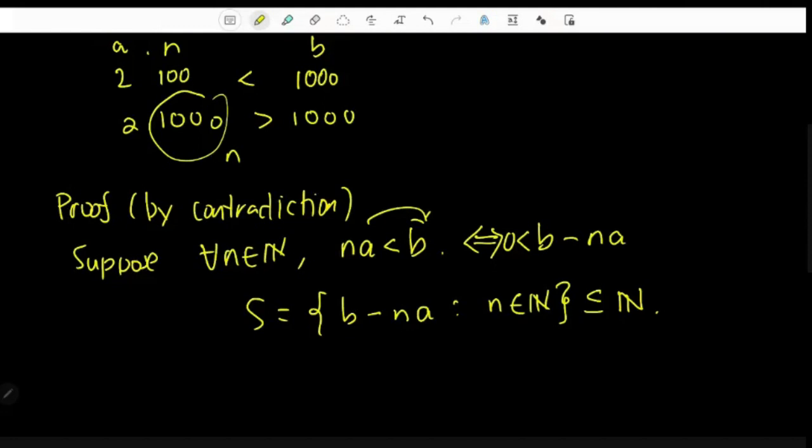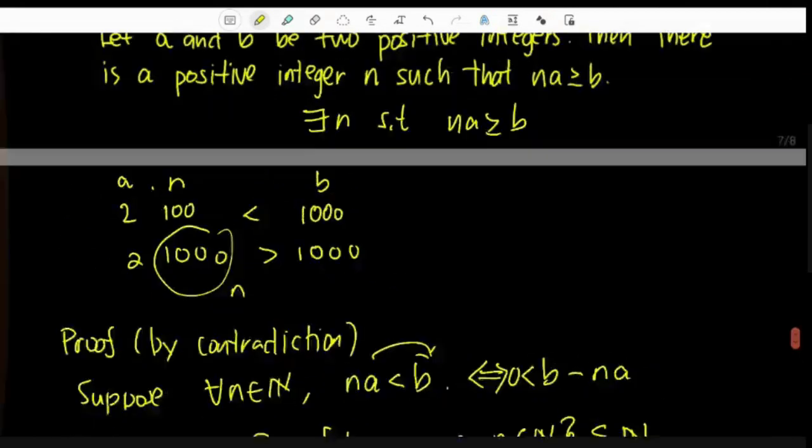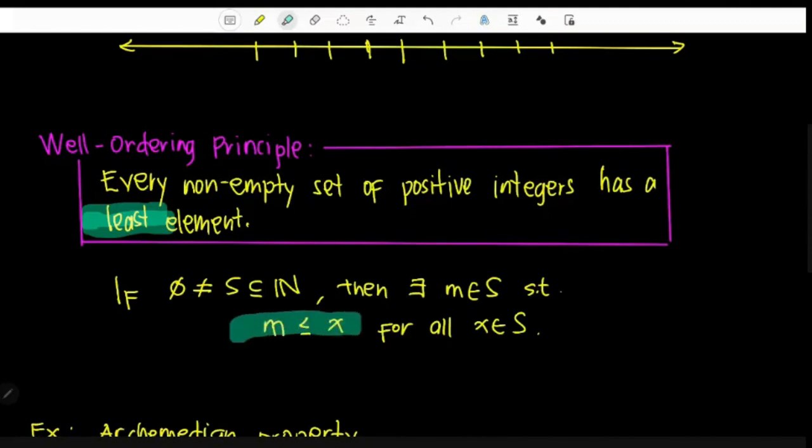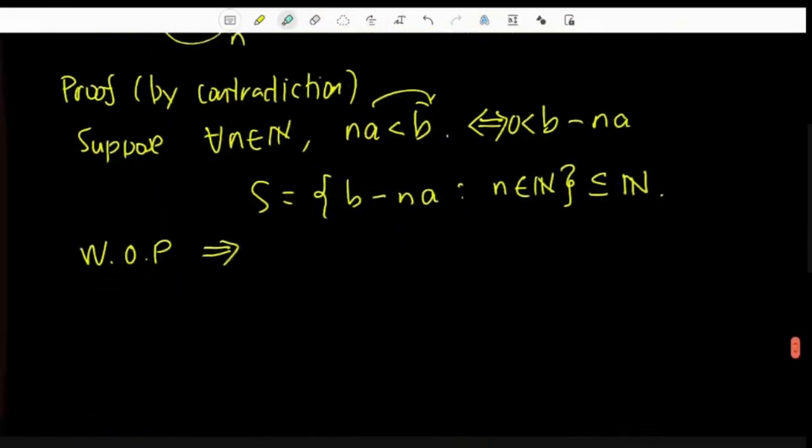of positive integers. So, by the well-ordering principle, ano sinasabi ng well-ordering principle? Ang sabi ng well-ordering principle, pag may subset ka ng positive integers, laging may least element. Yun yung sinasabi ng well-ordering principle, di ba? Pag may subset ka ng positive integers, lagi kang may least element. A least element always exists. Ano ibig sabihin ng least element? Yun yung M na lahat ng number sa set, siya yung pinakamaliit. So, M is less than or equal to any number in that set.